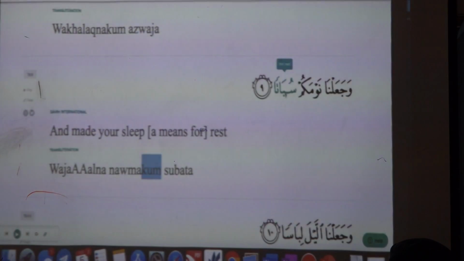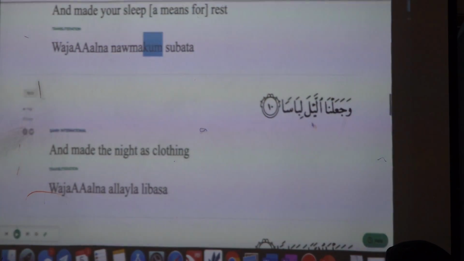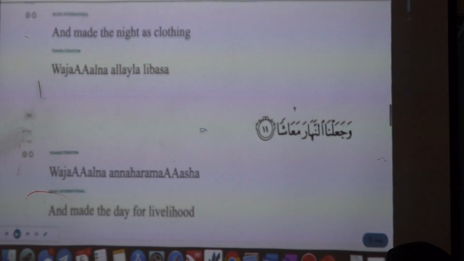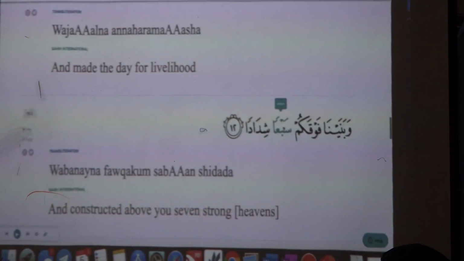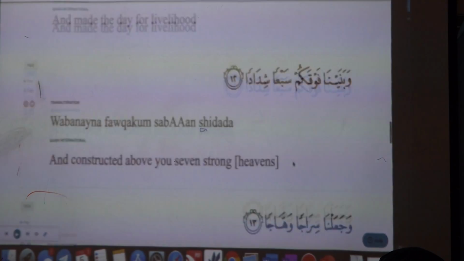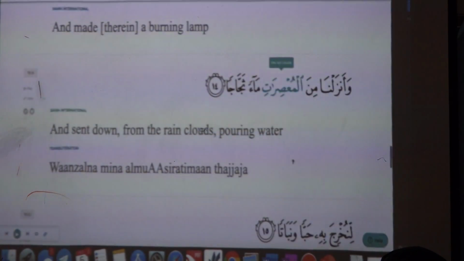Okay? Subatan, accusative. وجعلنا الليل لباسا, accusative. وجعلنا النهار معاشا, accusative. Okay, most of these are accusative. Let's see if we have anything else.